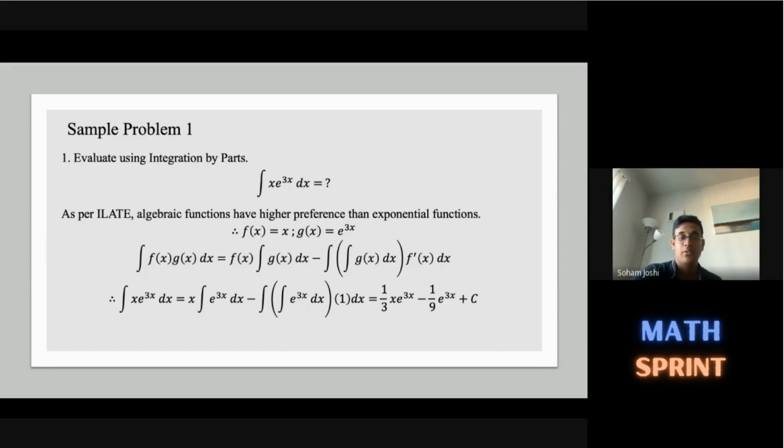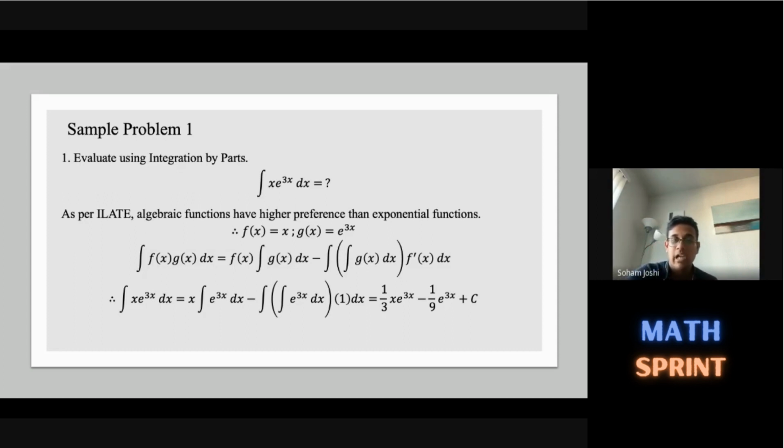I put it again here for your reference. Now just follow through with it. Do recall the basic formulas for integration. You could just figure out that the integral of e to the power of 3x with respect to x is 1/3 of e to the power of 3x. You don't need to add the constant of integration for the integral inside the integral here.